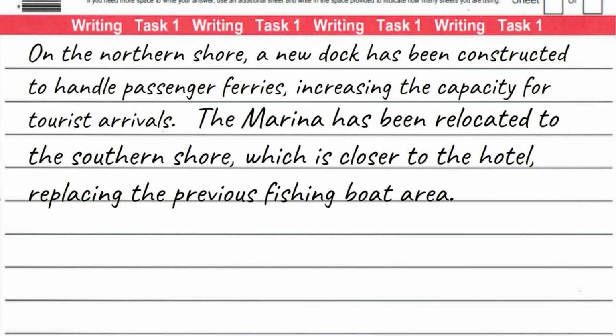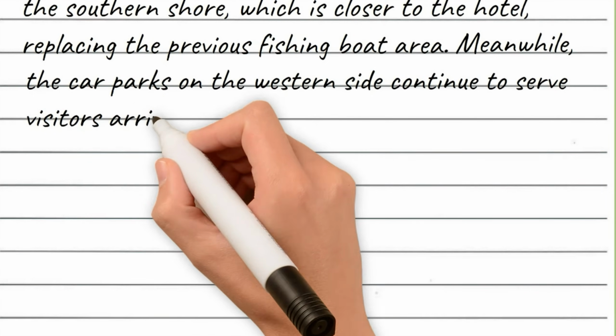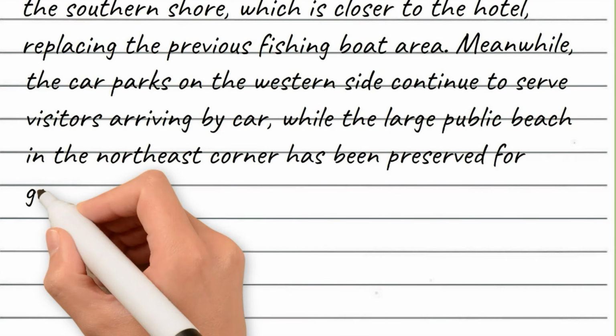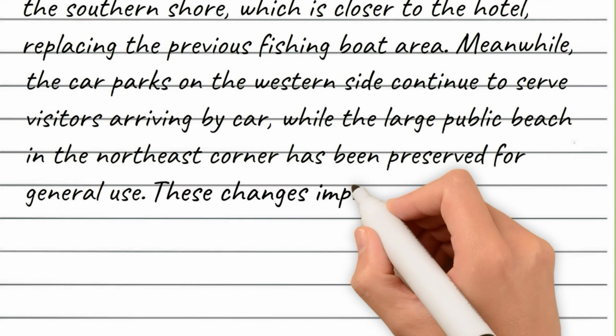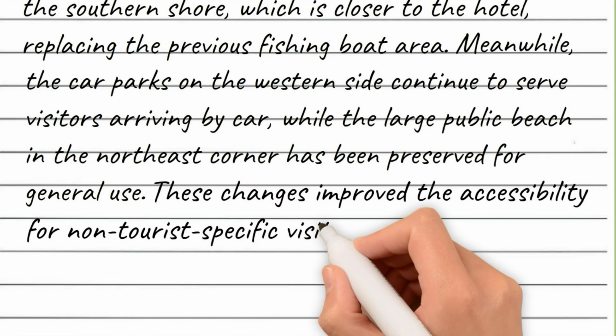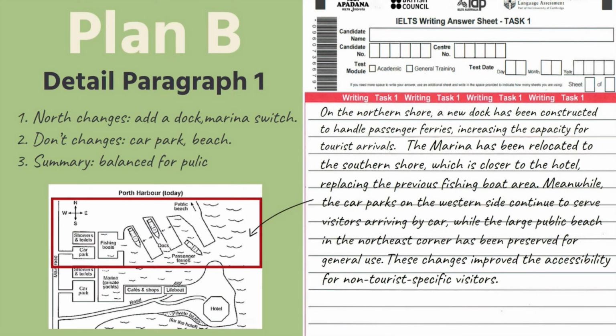Meanwhile, the car parks on the western side continue to serve visitors arriving by car, while the large public beach in the northeast corner has been preserved for general use. These changes improve the accessibility for non-tourist specific visitors. So this paragraph is all about the northern shore.